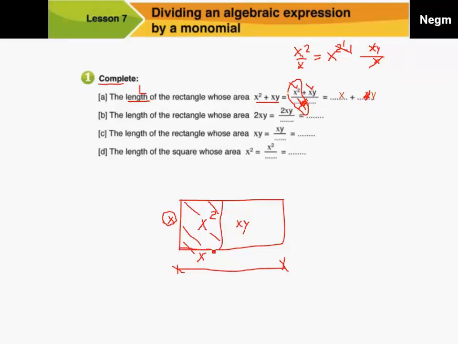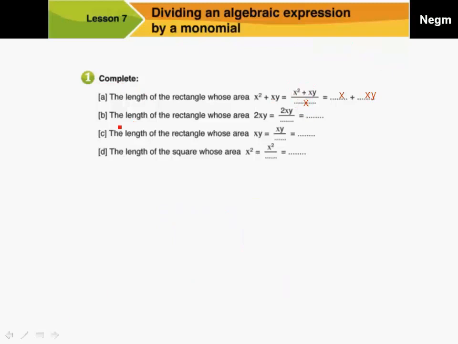This is the x, so this length must be y. And the total length is x plus y. It is okay. Why? Because x times y is xy, which gives the area of the part. Very easy. B: the length. Also, he asked for the length.